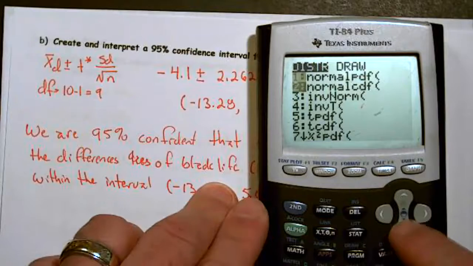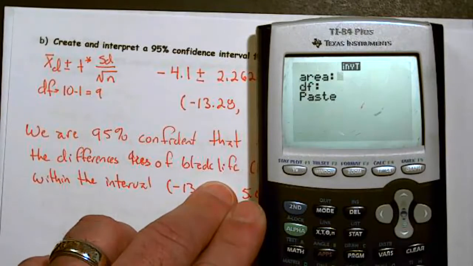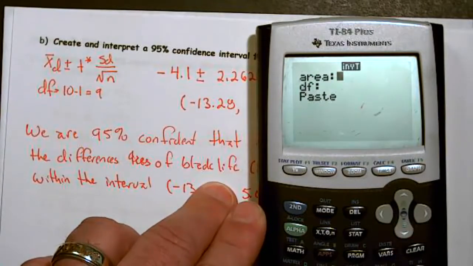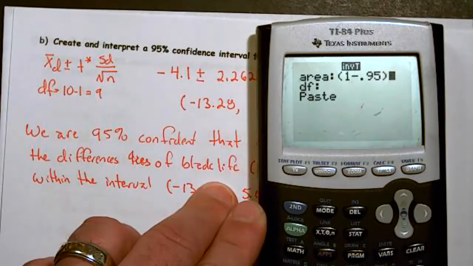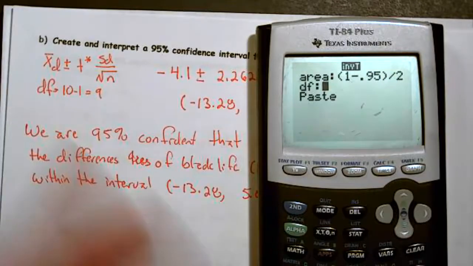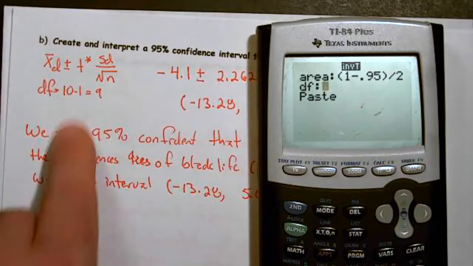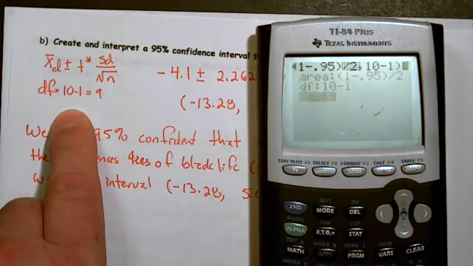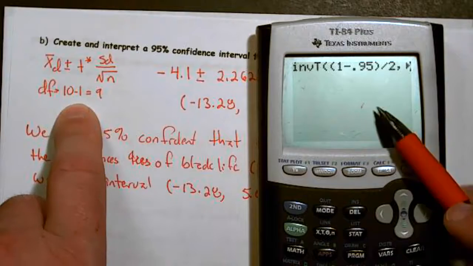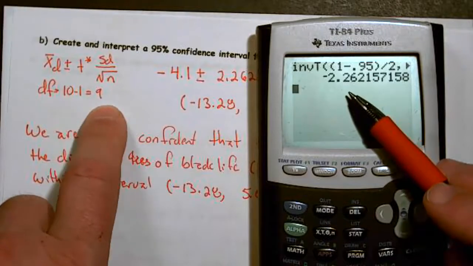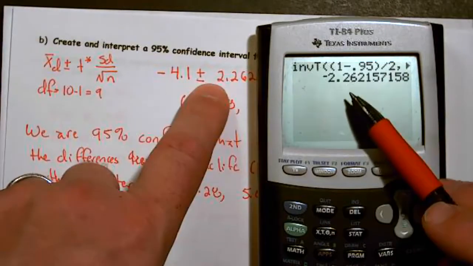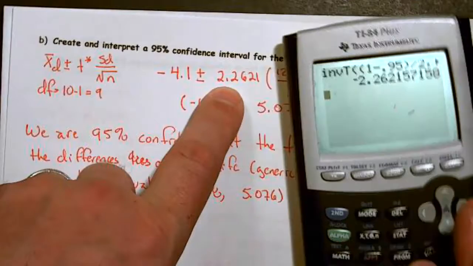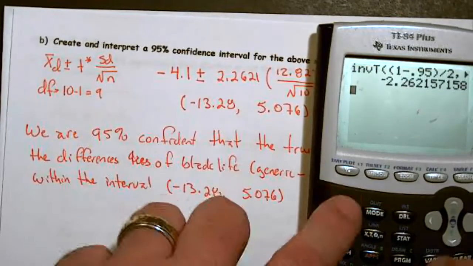So second vars, inverse t, and my area is going to be parenthesis 1 minus 0.95, close parenthesis, divided by 2. And you're like, ooh, I don't have my degrees of freedom. And you're like, yes, you do. You can go 10 minus 1. And in this case, I end up finding that my t star is 2.2621.